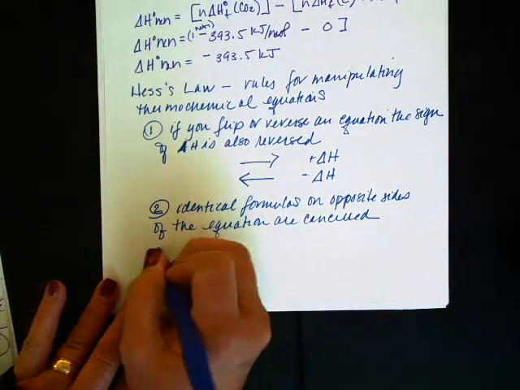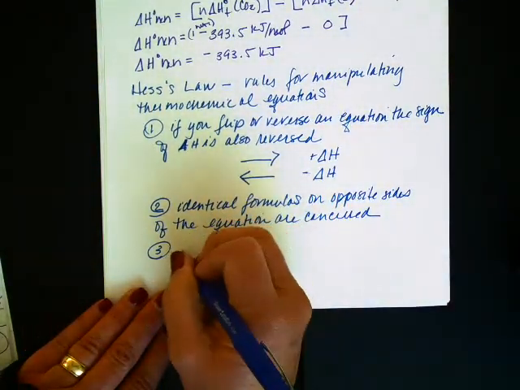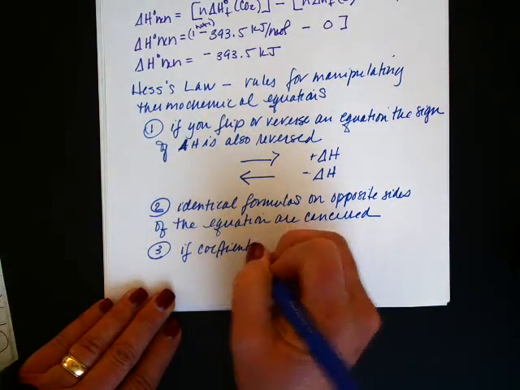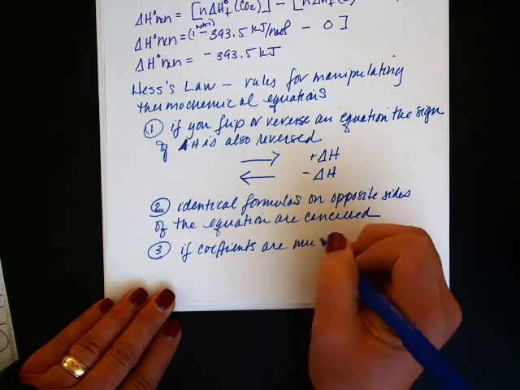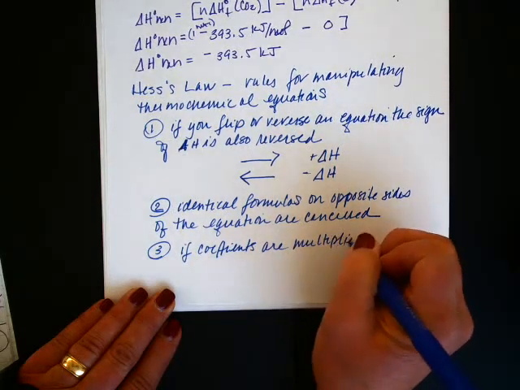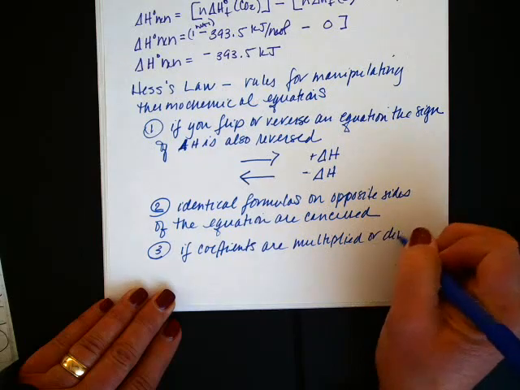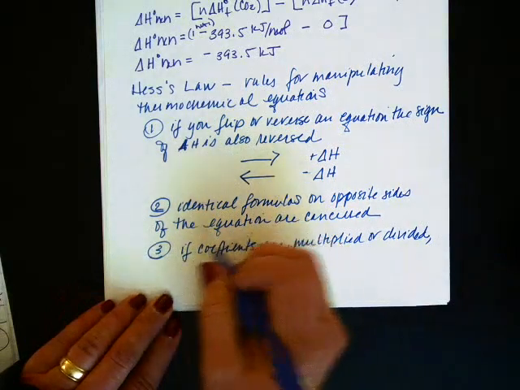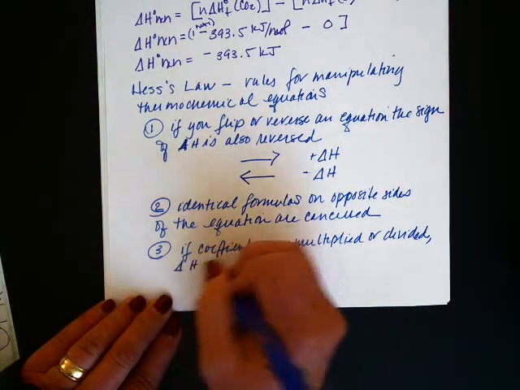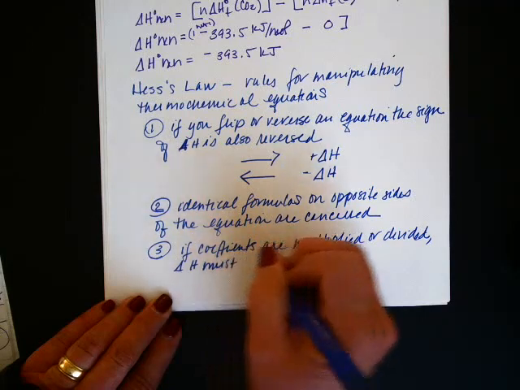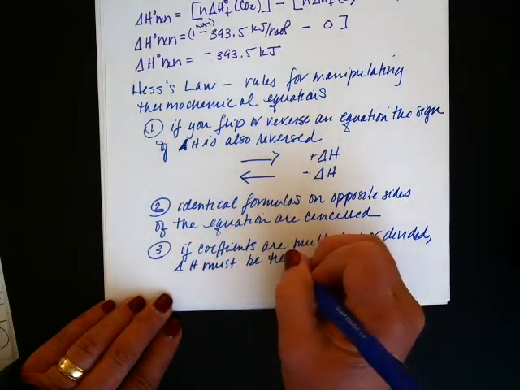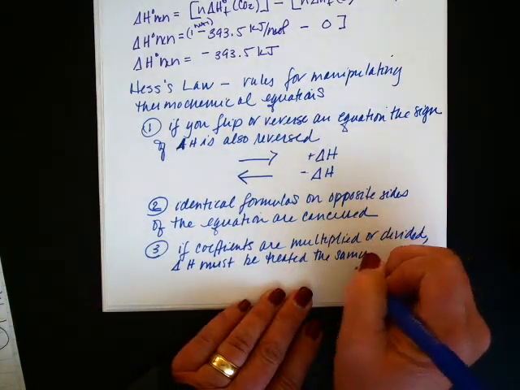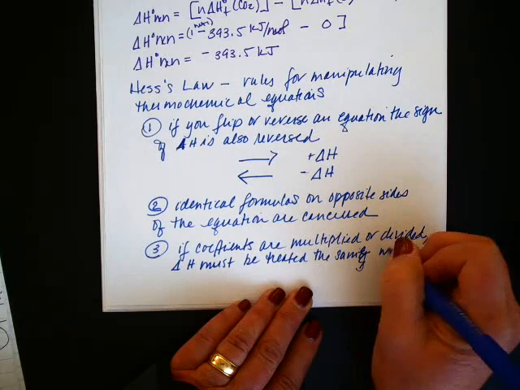And the third rule is if coefficients are multiplied or divided by some factor, delta H must be treated the same way.